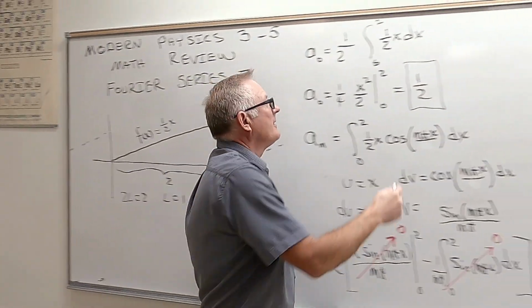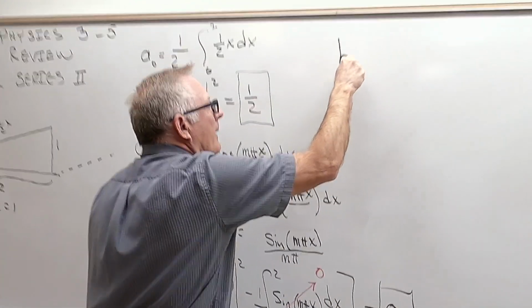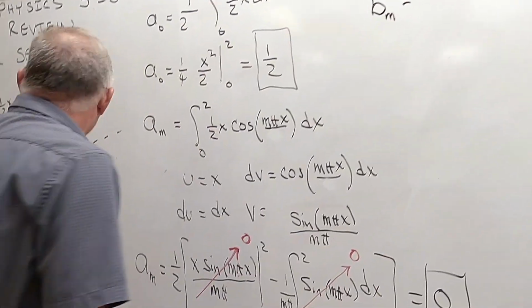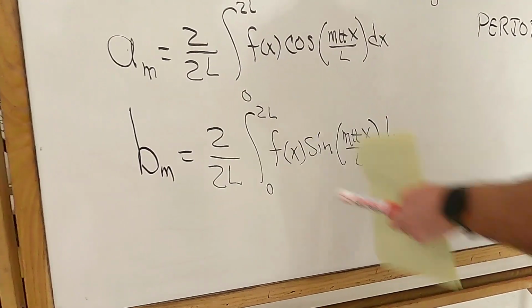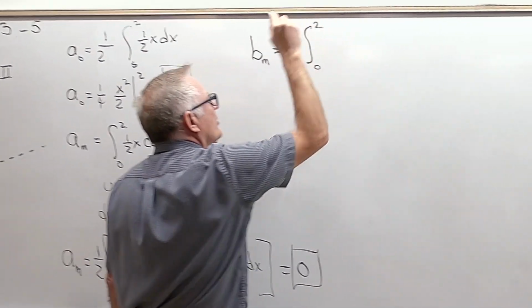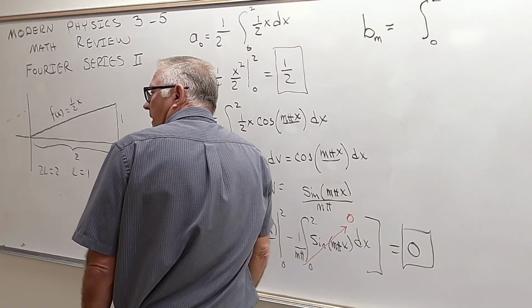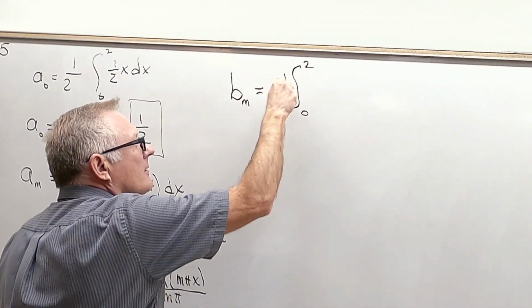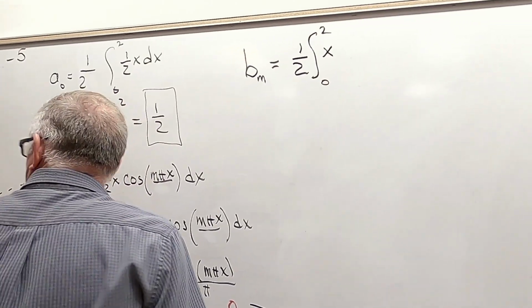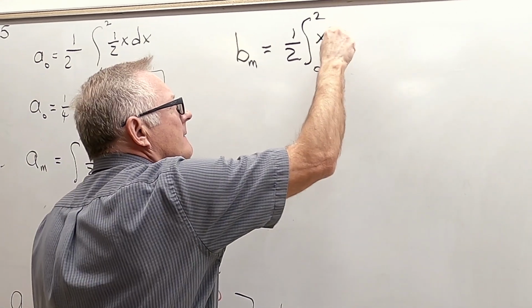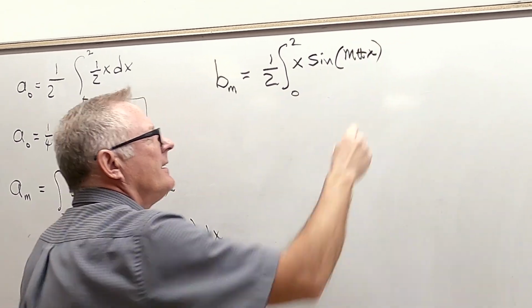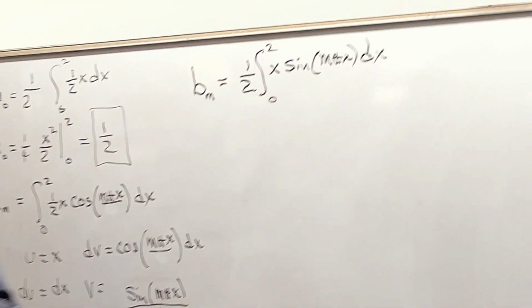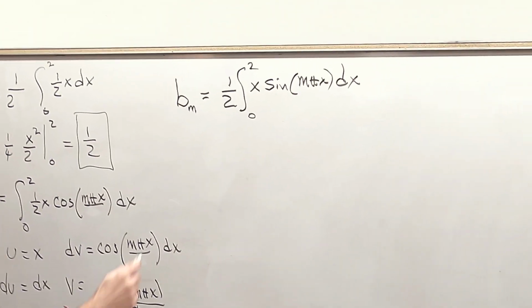Okay, and now we just need to get the b sub m. Again, we're just using this thing. L is 1, so this is just 1 from 0 to 2. So this is just the integral 0 to 2 of f of x, which is 1/2 x times the sine of m pi x. L was 1. dx. Okay, so it looks like we'll do parts on this one also.